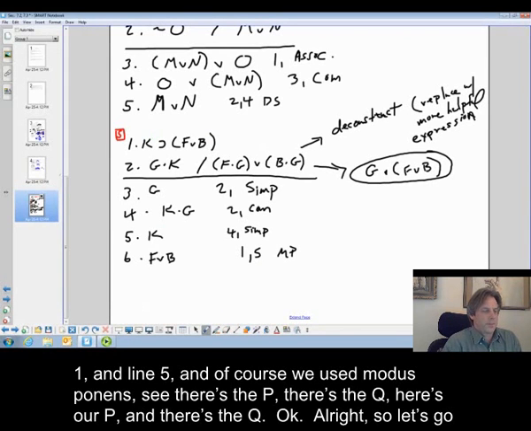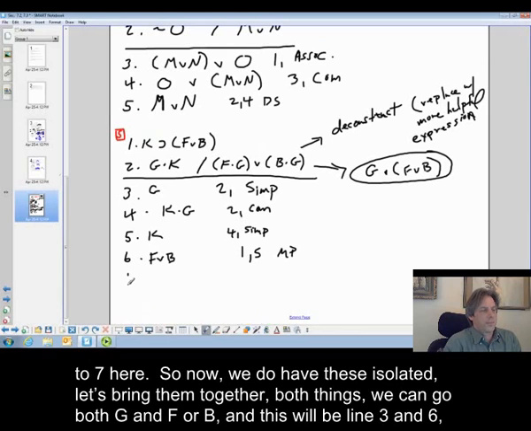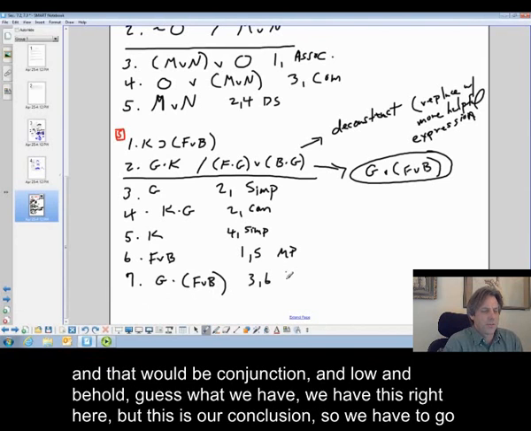Alright, so let's go to 7 here. So now we do have these, let's bring the two things together. We can go both G and F or B, and this would be line 3 and 6, and that would be conjunction. And lo and behold, guess what we have? We have this right here, but this is our conclusion, so we have to go a step farther.